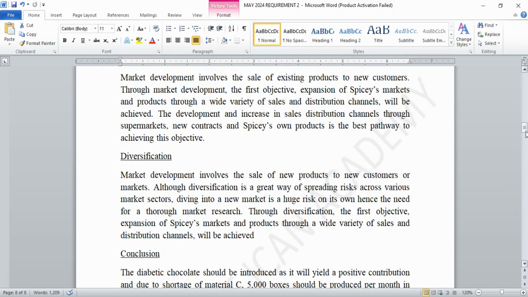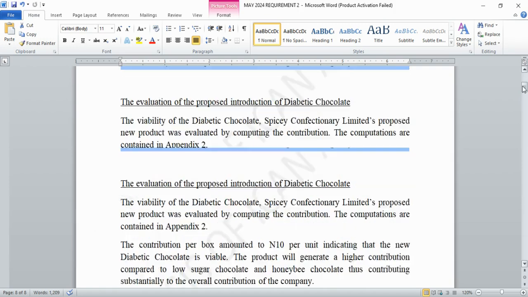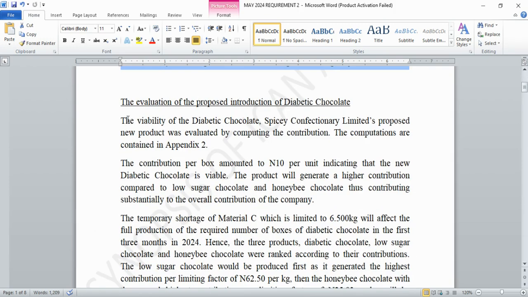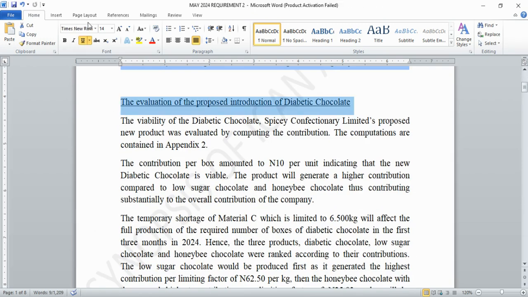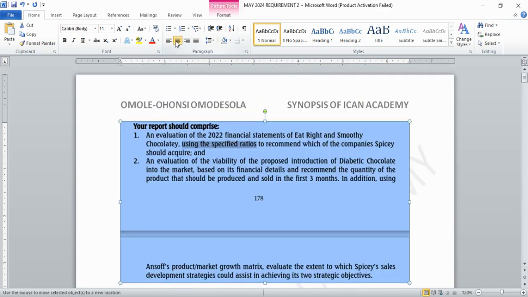So let's look at it now together. Have a heading. Marks are given for heading. Please, please, please, marks are awarded for heading. Please draw a heading.